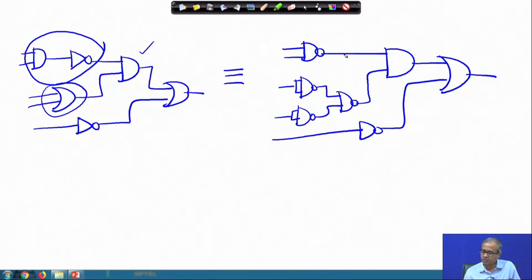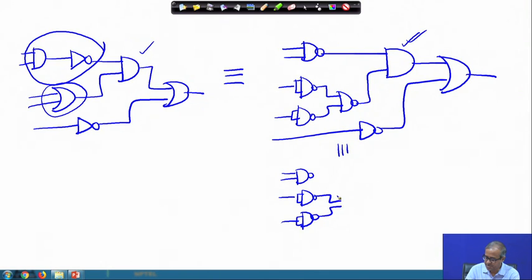Now, let us look at the rest. This is an AND gate. So, what you can do? I am just showing the equivalent circuit here. This circuit is already there. I am also drawing this part. This part is there, and they are going to the input of this AND gate.